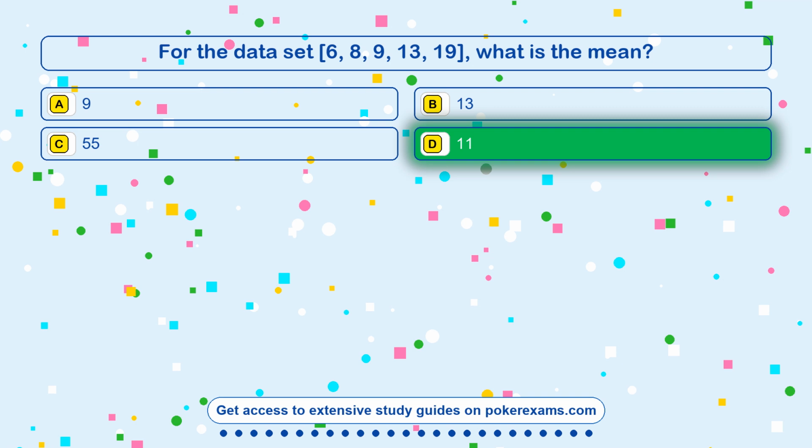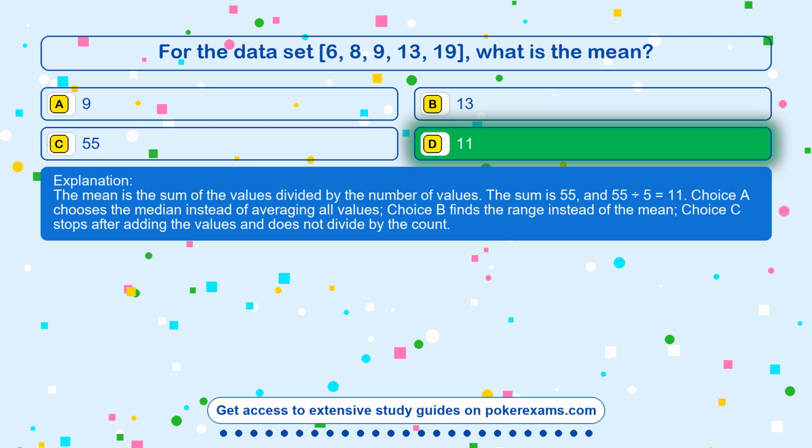The correct answer is option D. 11. The mean is the sum of the values divided by the number of values. The sum is 55, and 55 divided by 5 equals 11. Choice A chooses the median instead of averaging all values, choice B finds the range instead of the mean, choice C stops after adding the values and does not divide by the count.